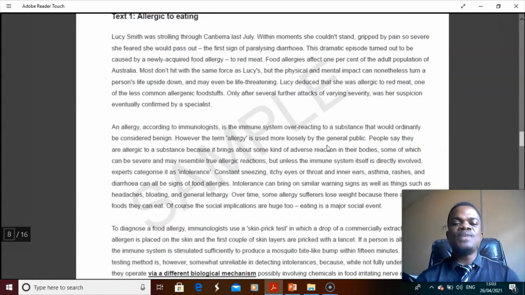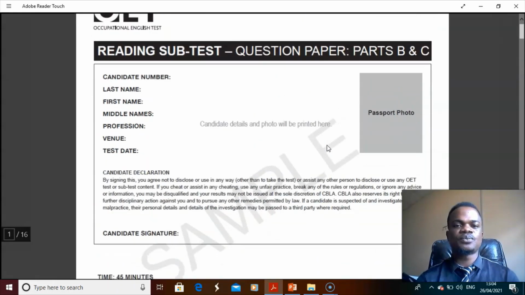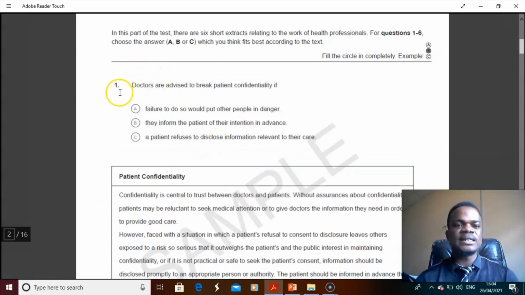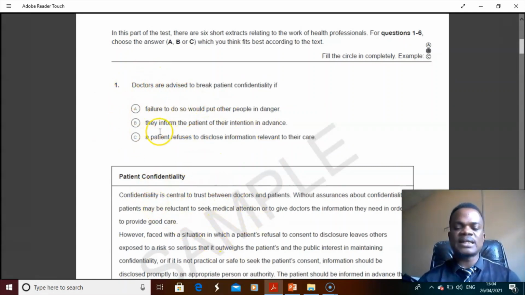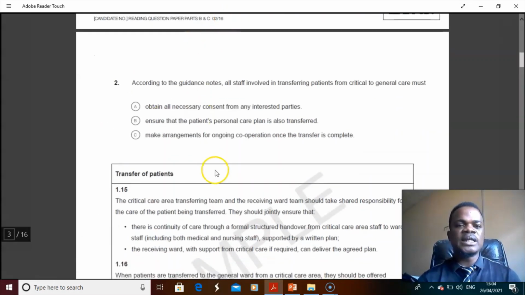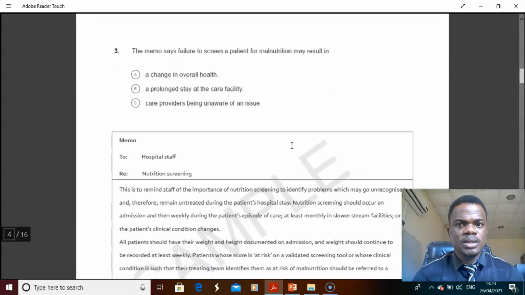Now, for Part B, you have 6 short texts, just as this one. This is Text 1, and this is question number 1. You will read this text to answer this question, and then question number 2. You will read this text to answer this question. So, question number 3. You read the text, then you choose the best option.